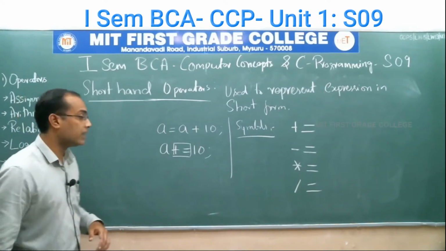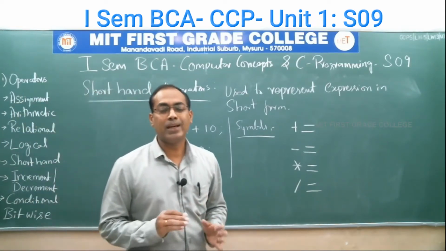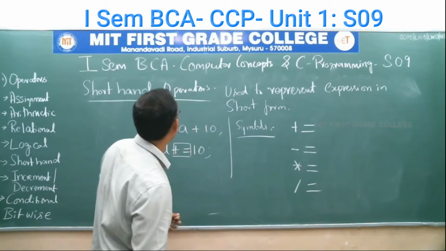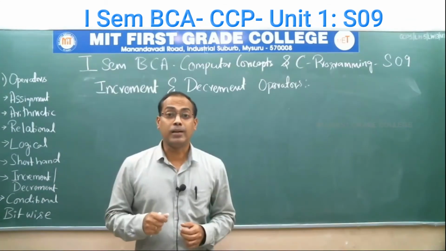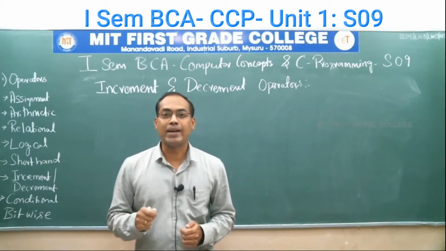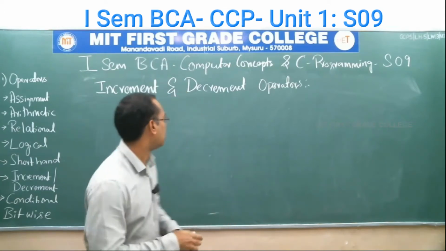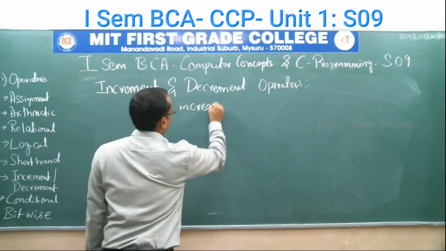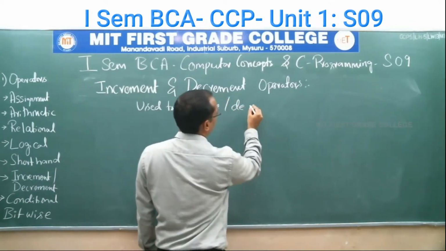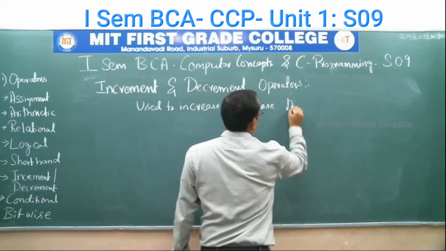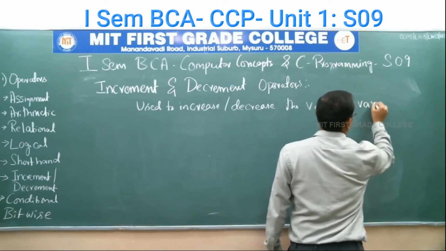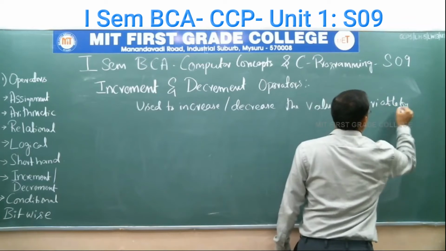Next we'll take the increment and decrement operators, which are very important for you to learn, which we are going to use frequently in almost all our programs. The increment and decrement operators are used to either increase or decrease the value of the variable by 1. So it is used to increase or decrease, whichever operator you are using, the value of a variable by 1.